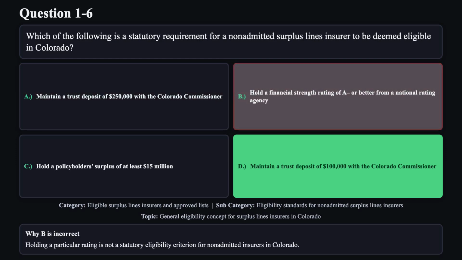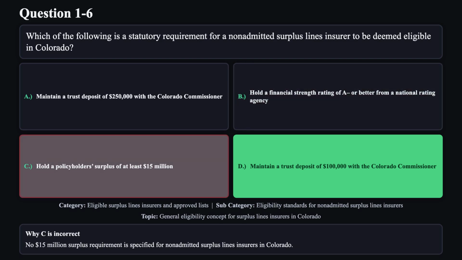Reason B is not correct. Holding a particular rating is not a statutory eligibility criterion for non-admitted insurers in Colorado. Reason C is not correct. No $15 million surplus requirement is specified for non-admitted surplus lines insurers in Colorado.